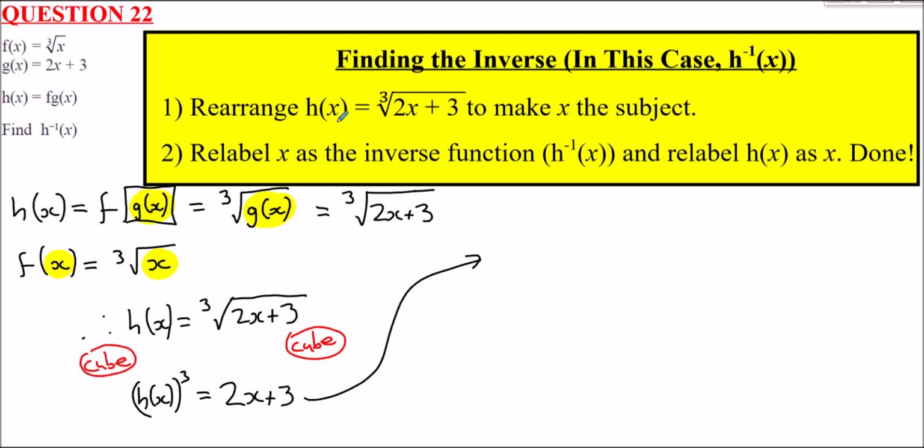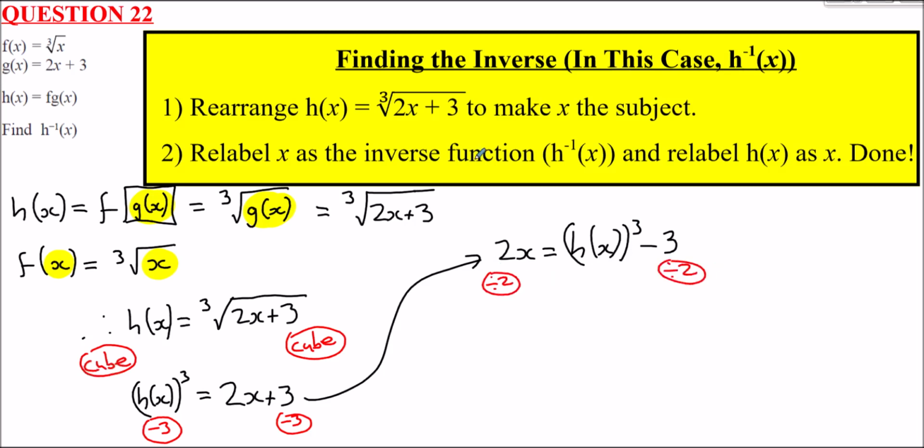We need to have x as the subject, so the next thing we need to do is subtract 3 from both sides, so we're just left with 2x. So 2x must be h of x cubed all minus 3, and then the final step to go from 2x down to just 1x, we can just halve both sides, which of course is dividing by 2. So x equals h of x all cubed, take away 3, and all of that divided by 2.